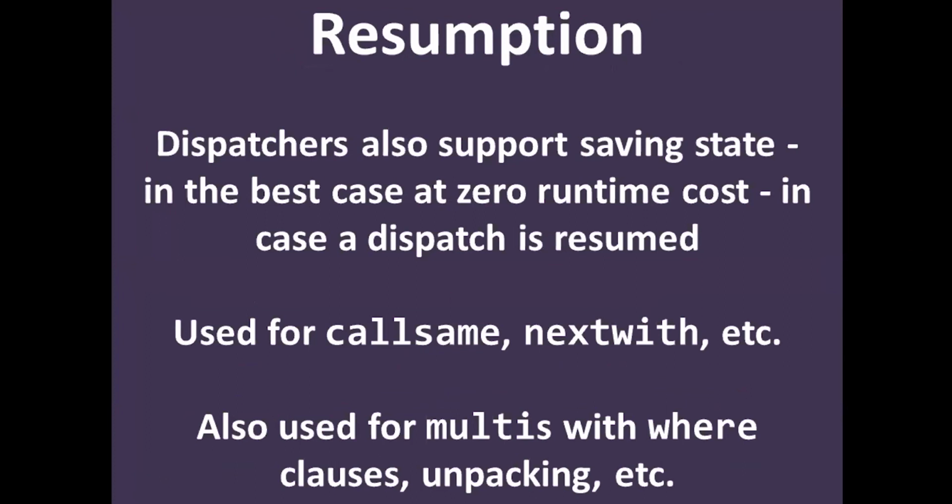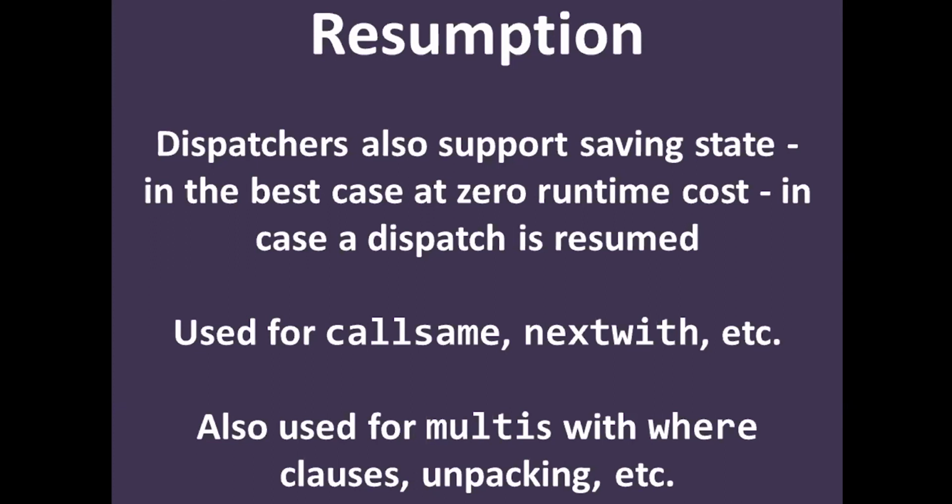And the idea is that when we do a dispatch, we can indicate what information we might need later on. So when we call a method, we can say, well, originally we had this type and this name, and we might need them later. In the best case, there's zero runtime cost for that. That's actually the common case. There's no cost for that at all.